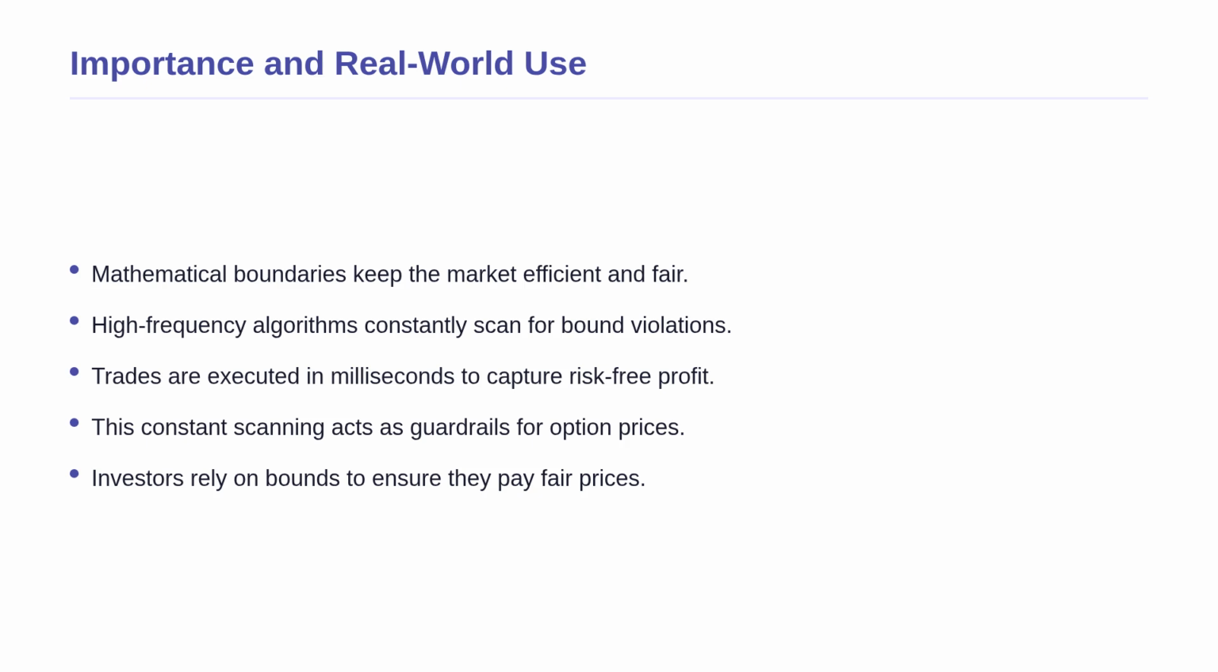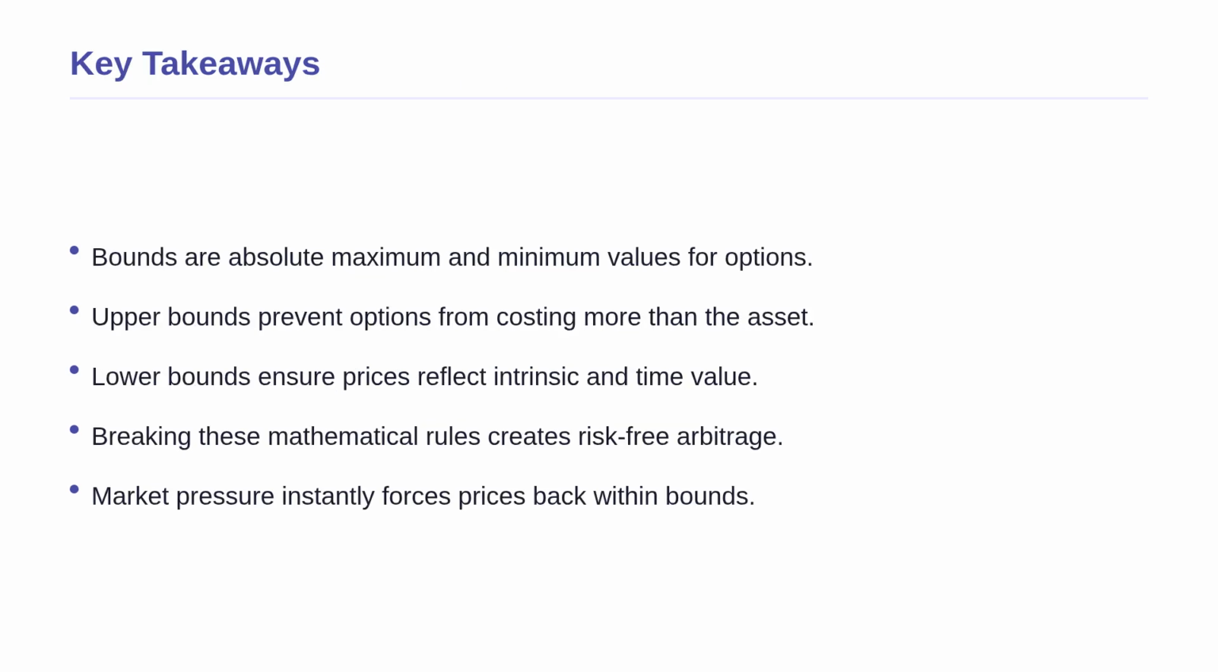Without these mathematical boundaries acting as guardrails, option prices would be completely random and disconnected from the actual stock prices. Companies and everyday investors rely on these bounds to ensure they are paying fair prices when they use options to protect their portfolios against market crashes. To summarize our journey through mathematical finance today, bounds on option prices are the absolute maximum and minimum values an option can hold in a rational market.